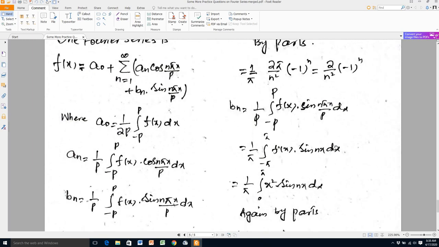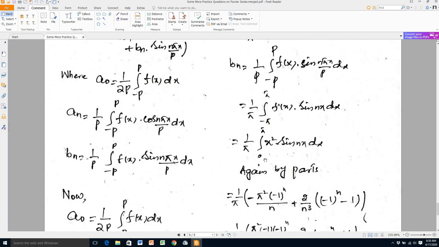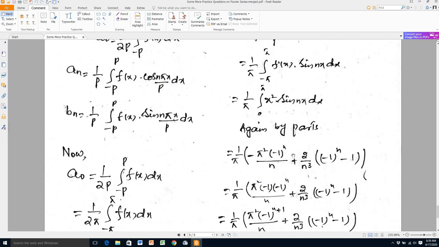In the last, we have b n equal to 1 over p, from minus p to p f of x sine n pi x over p dx. Again I am writing the integral over the interval in which the function is not equal to 0: 1 over pi from 0 to pi x squared sine nx dx. Again I perform integration by parts 2 times, and I'm writing its final answer here: 1 over pi, minus pi square, minus 1 raised to the power n divided by n, plus 2 over n square, minus 1 raised to the power n minus 1.